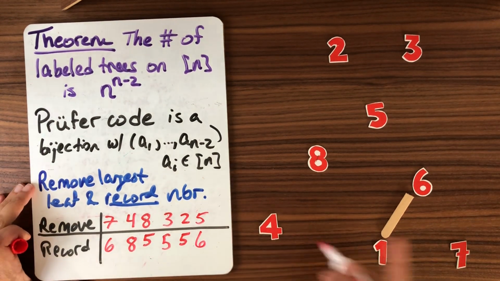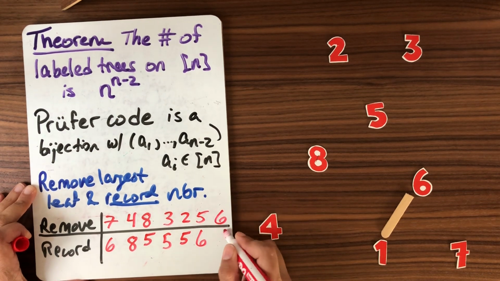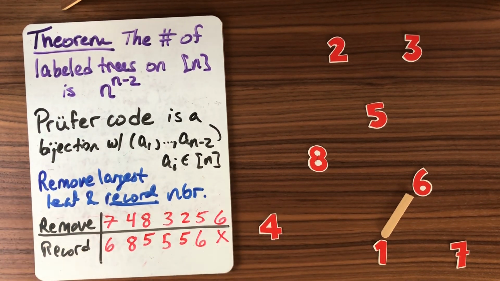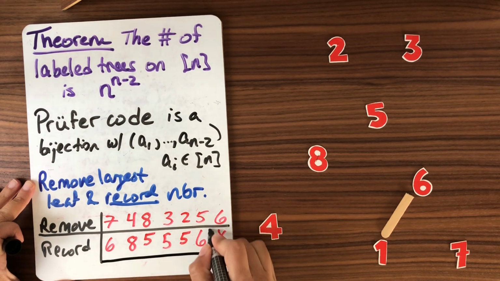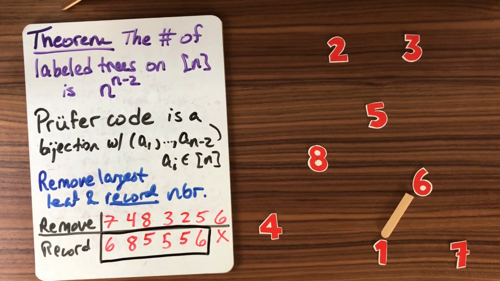Now, 6 is my biggest leaf, but now I'm going to stop. Right when you get to 1, you're going to stop. Okay, why are you going to stop? Well, what we want to think about is now we've got this sequence right here, and this is our Prüfer code. We've recorded this data, 5556. So this is length 6, which is 8 minus 2, and this is the Prüfer code.